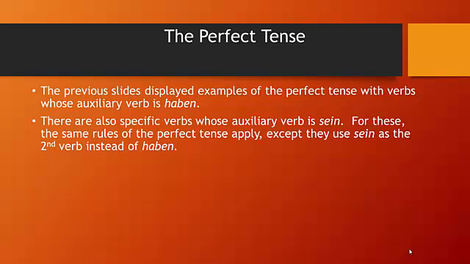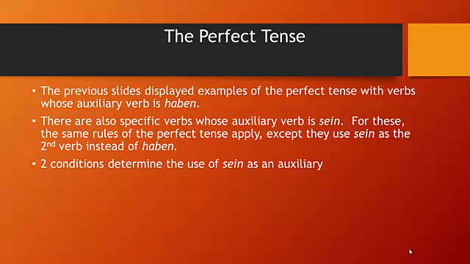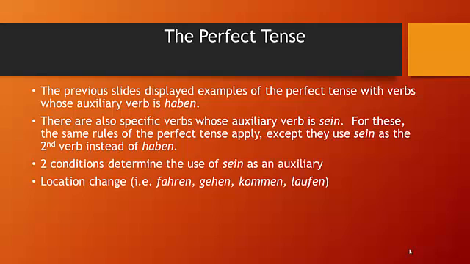For verbs that require sein as the helping verb, and by the way, I will change intermittently on the identification of haben or sein as either the auxiliary or helping verb. So okay, back to my point. For verbs that require sein as the helping verb, the same rules of the perfect tense apply, except that they use sein as the second verb instead of haben. Okay, so there are two, let's call them conditions, that require sein as the helping verb: location change and change of condition.